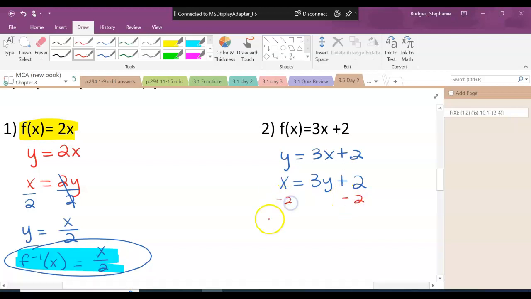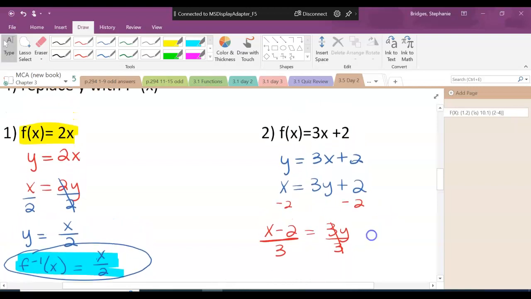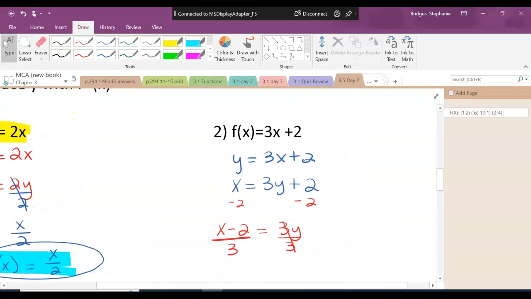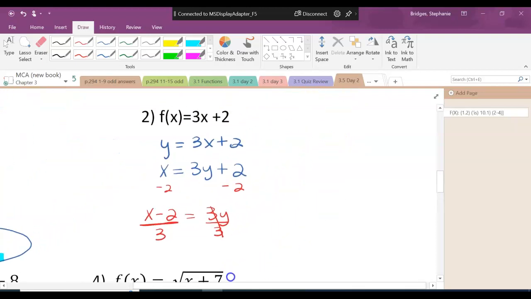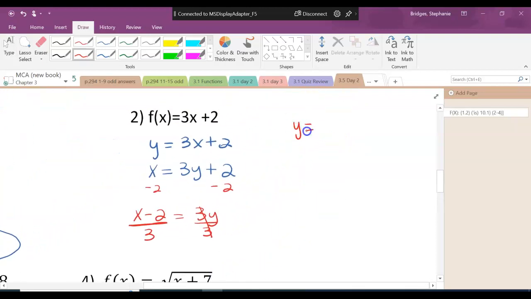Subtract 2. So I get x minus 2 equals 3 times y. And then what would I do? Divide. Just when you divide, make sure you divide that entire thing, the entire x minus 2 by 3. Not just the x and not just the 2, but both pieces. So then I end up getting y equals x minus 2 divided by 3, which then the final step is to just replace that y with the f inverse of x, and you can leave everything else the same.